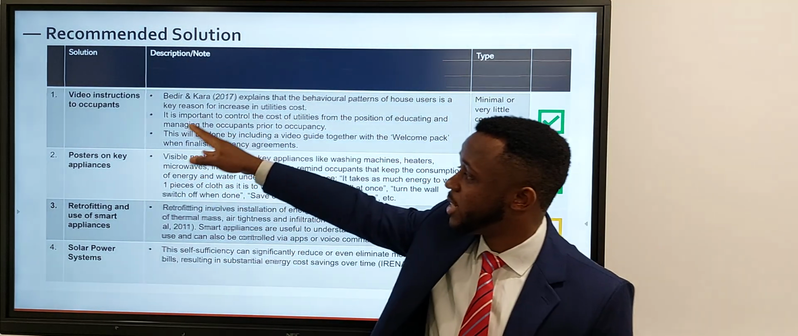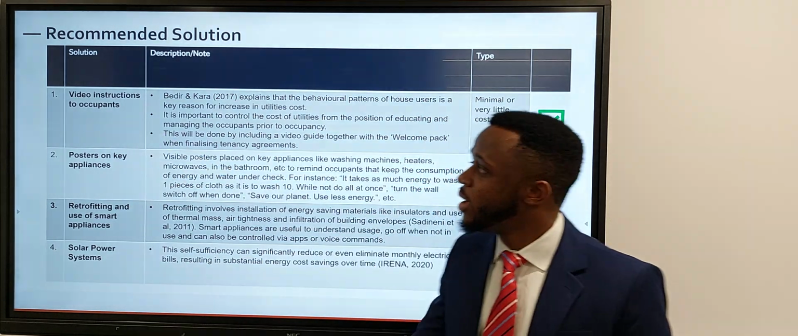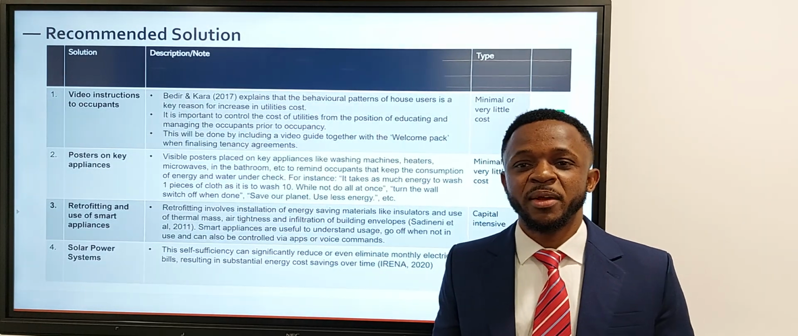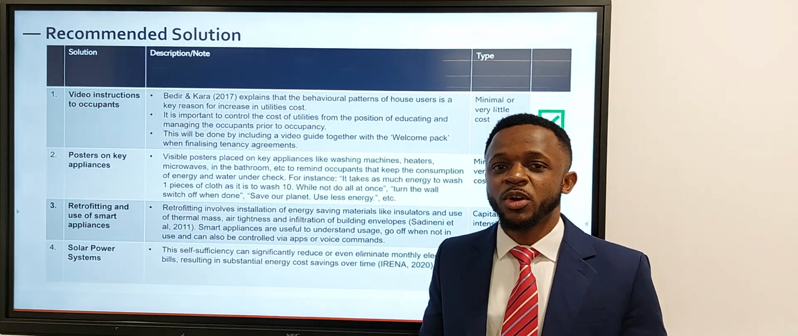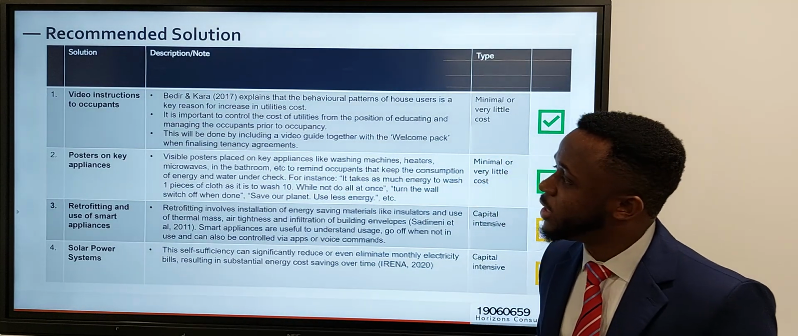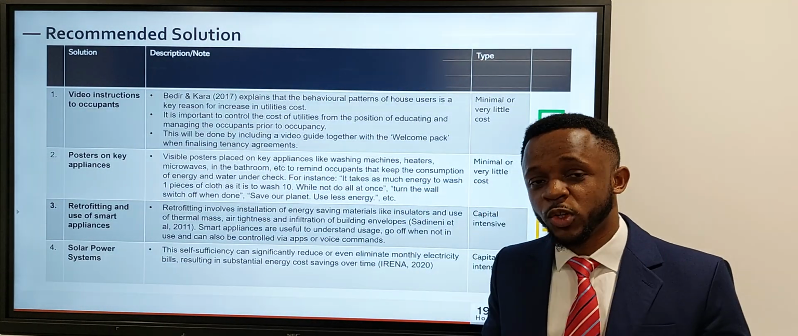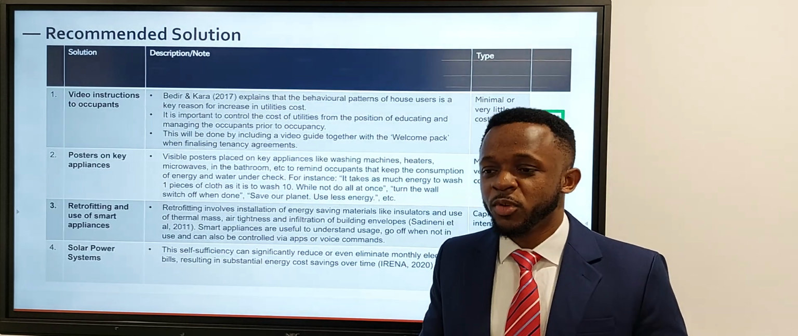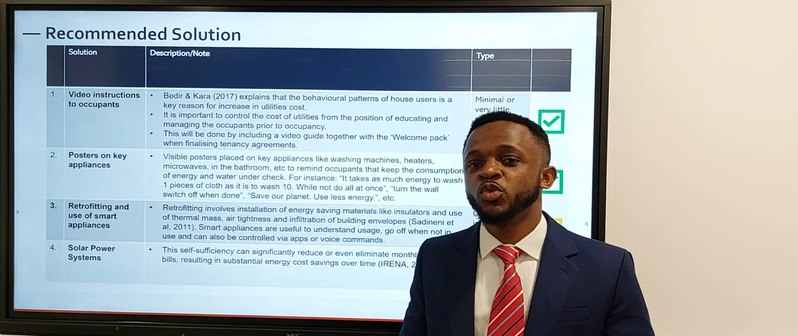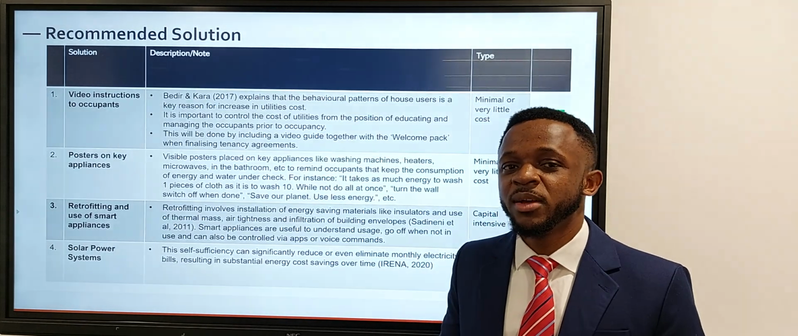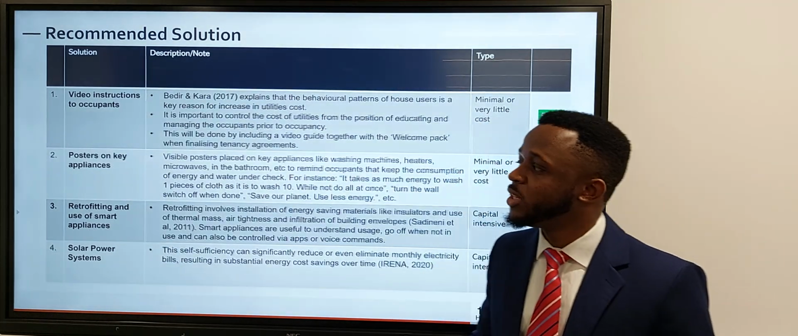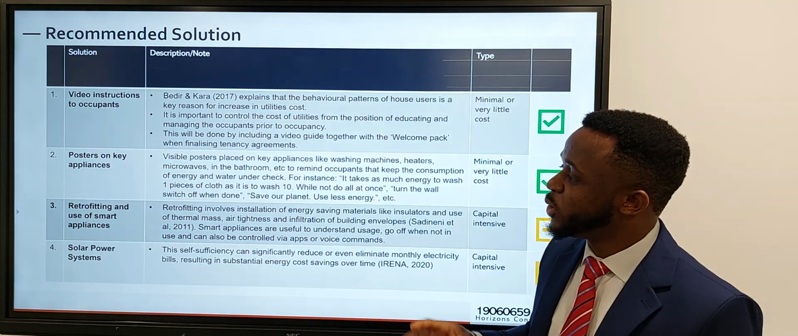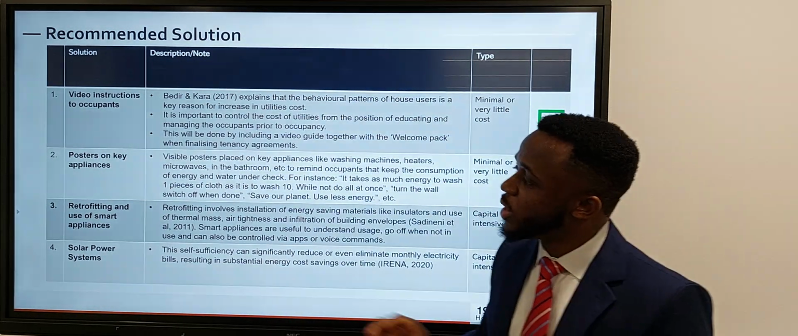And for the first one, video instructions to occupants, according to Bede and Kadara, the cost for utilities is usually based on the behavioral patterns of the people who occupy these houses. So the idea is that we create bite-sized video instructions for the occupants so that they can familiarize themselves with ways to minimize cost in the properties prior to and during their moving in.